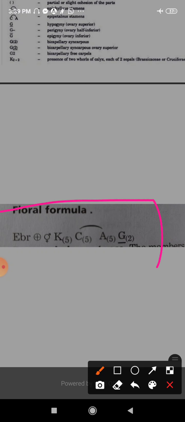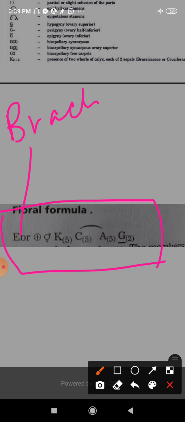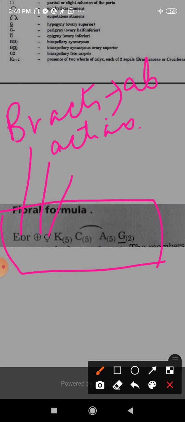Now this is the floral formula of a flower. Let's read the floral formula. Ebracteate. That means the bracts are absent. This sign, it is actinomorphic. What do you understand by actinomorphic? That the flower can be divided into equal halves through any plane, right? This shows that the flower is bisexual. Both the sexual organs are present. It has the androecium as well as the gynoecium, right?